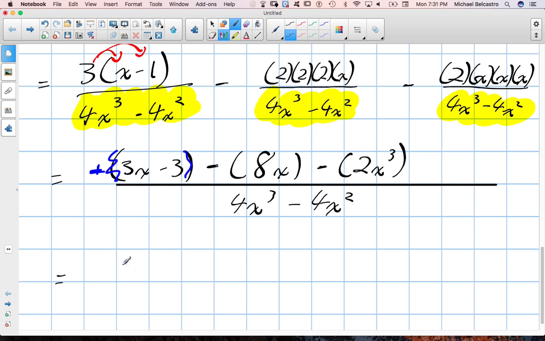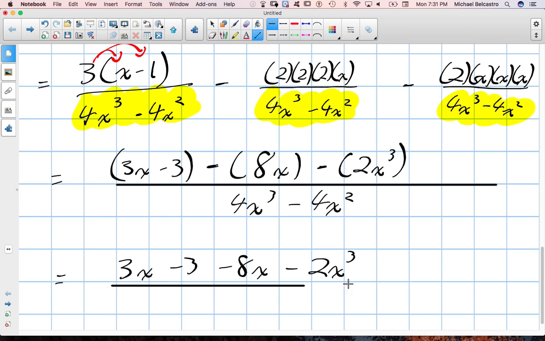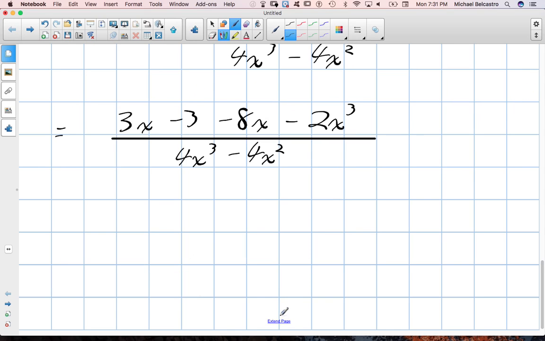So we have numerator 3x minus 3 minus 8x minus 2x cubed divided by 4x cubed minus 4x squared. Okay. What do we do with the numerator? We try to find like terms. So 3x, 8x, so negative 8x, so negative 5x.